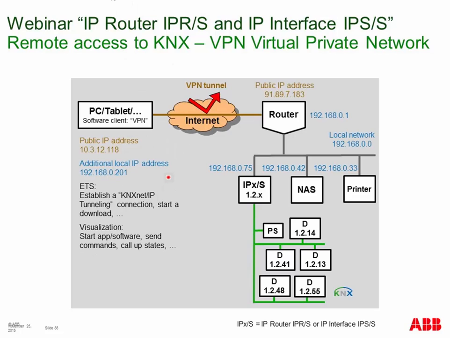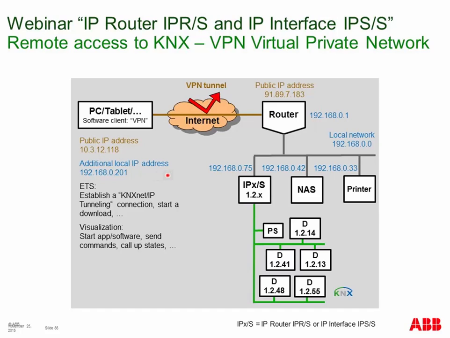So when we want to make a download via the World Wide Web, we have our public address. We start on our PC or a tablet additional software, a software client, for example for this VPN, for this private network. And then we get a second local IP address, like we are at home with our laptop. So here we have our additional VPN server, and then it sends to the laptop, to the PC, this local IP address.